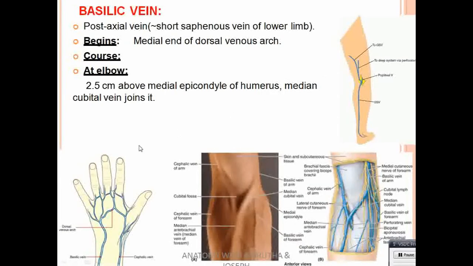The basilic vein is a postaxial vein which is homologous to the short saphenous vein of the lower limb. It is small and begins as the medial end of the dorsal venous arch and courses at the elbow, which is around 2.5 cm above the medial epicondyle of the humerus. Median cubital vein joins the basilic vein. So the cephalic vein and basilic vein are connected by the median cubital vein.